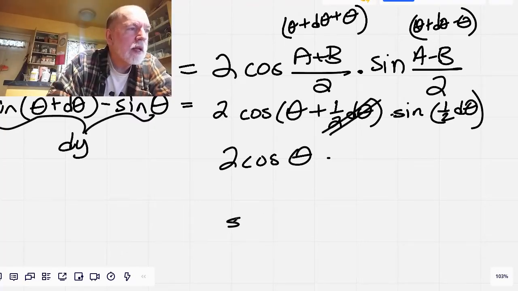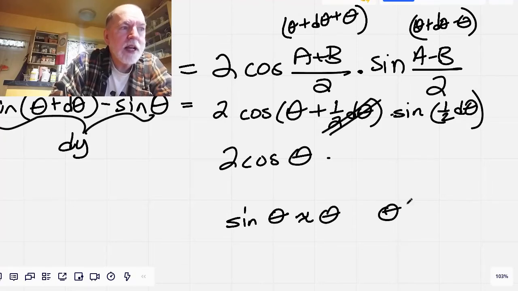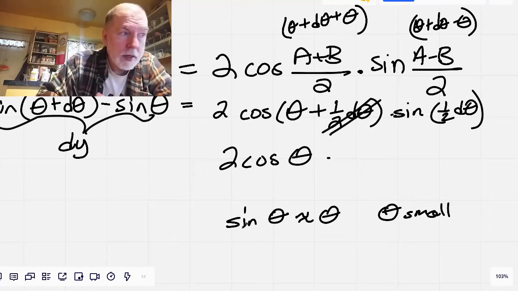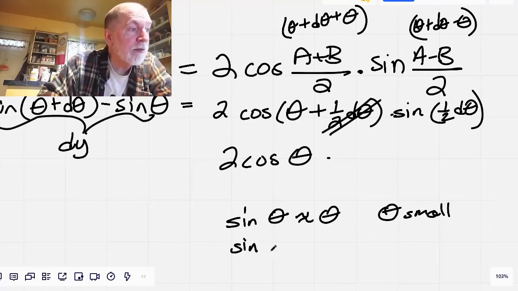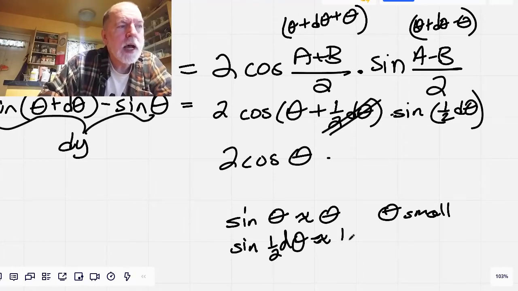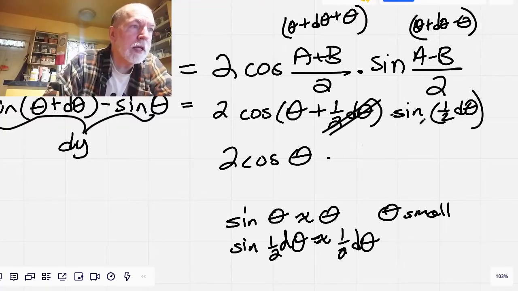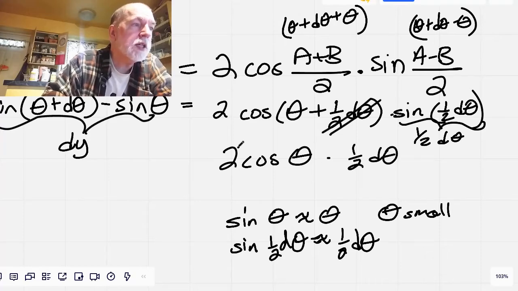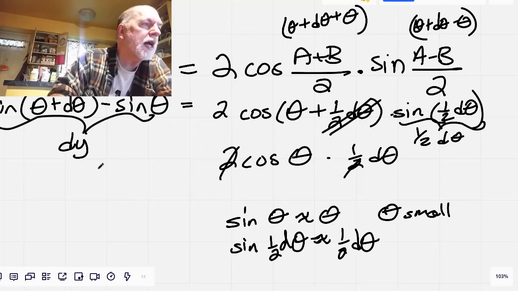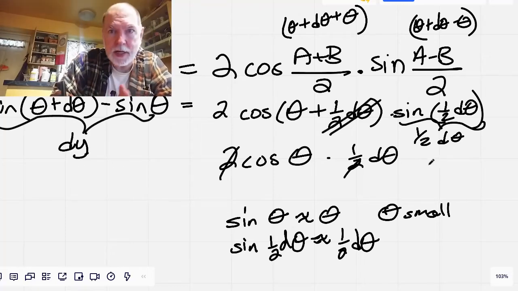Okay? Sine of theta is very close to theta when theta is small. That being the case, we can also say the same thing for the sine of a half d theta equaling almost a half d theta, because d theta is going to be really small. So let's make this just a half d theta. These two cancel out, and we've got dy equals the cosine of theta times d theta.